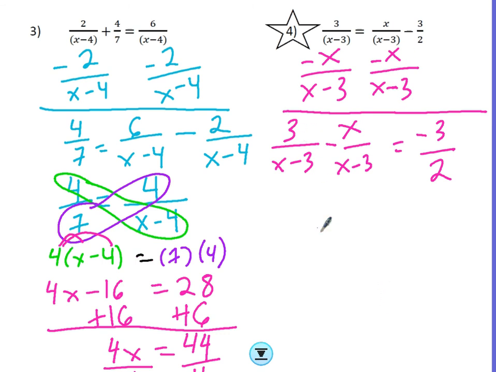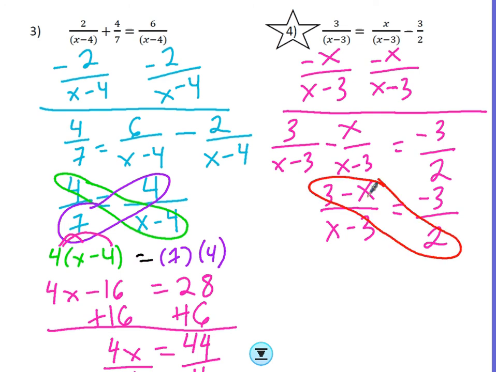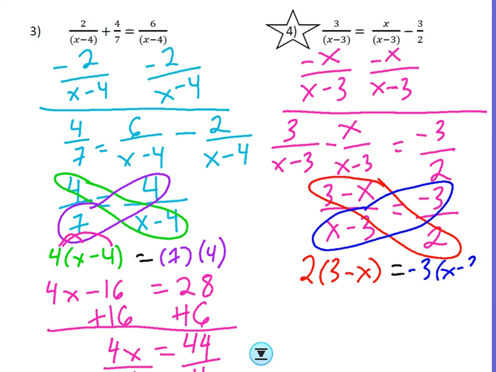Now notice here, if you combine and we subtract here, the denominator is the same, so that's still our denominator, but here 3 minus x, those are not like terms, so they're not combined. So keep that in mind. Then we'll cross multiply. 2 times 3 minus x equals negative 3 times x minus 3.